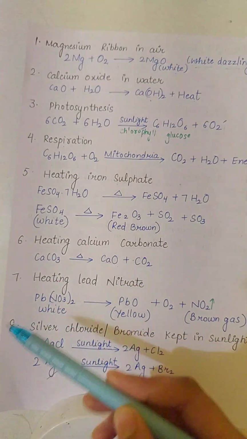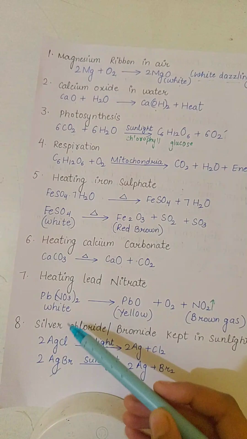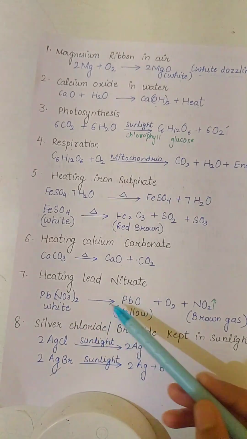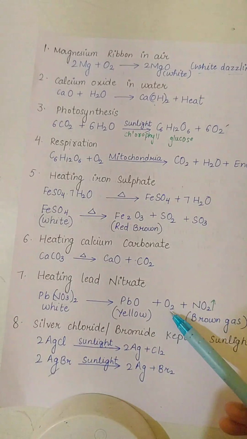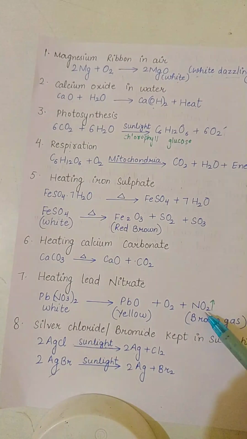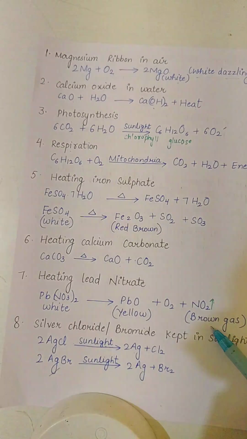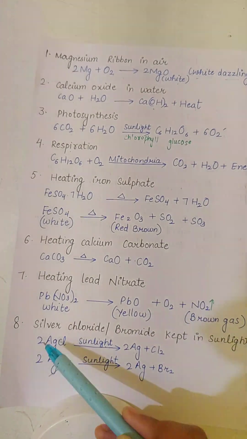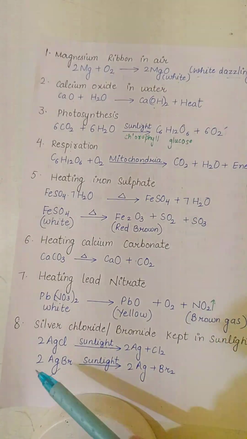When Pb(NO3)2, lead nitrate, which is of white color, is heated, lead oxide, which is of yellow color, is formed plus oxygen, and nitrogen dioxide gas is evolved, which is of brown color. Next is silver chloride or bromide kept in sunlight.